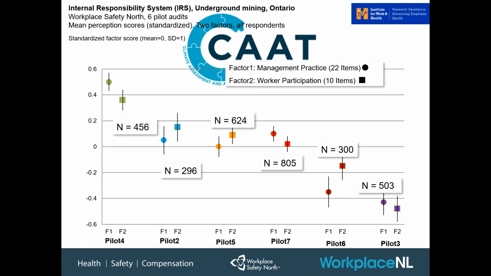So basically, when the Institute for Work and Health sliced the data this way and boiled down the 46 questions down to two themes, the story's still the same. Pilot number 4, strong management practices and strong on worker participation. And pilot 3, unfortunately, they're the lowest. So it didn't matter which way they sliced it, the numbers still said what they did.